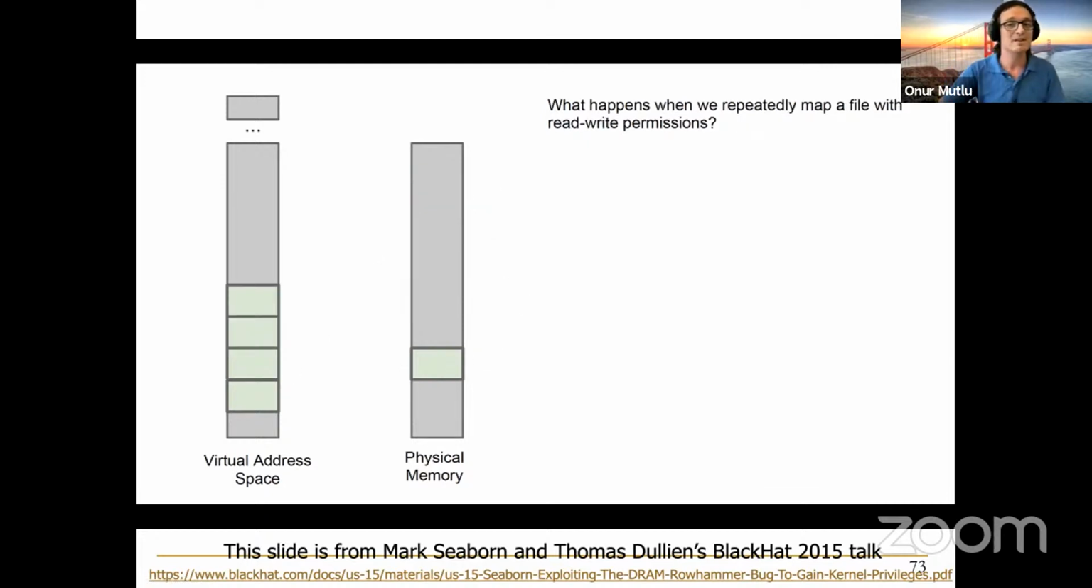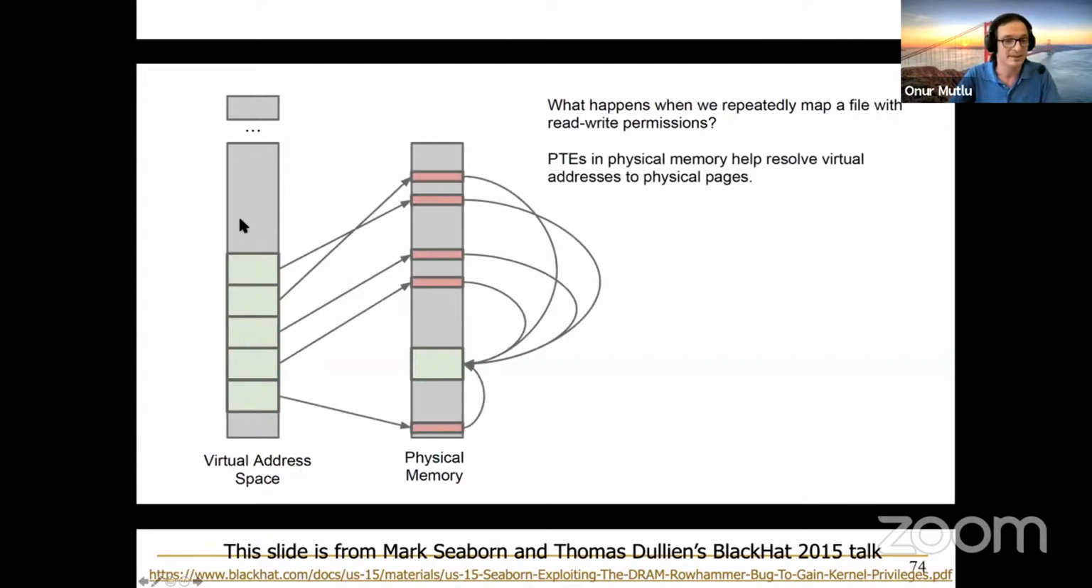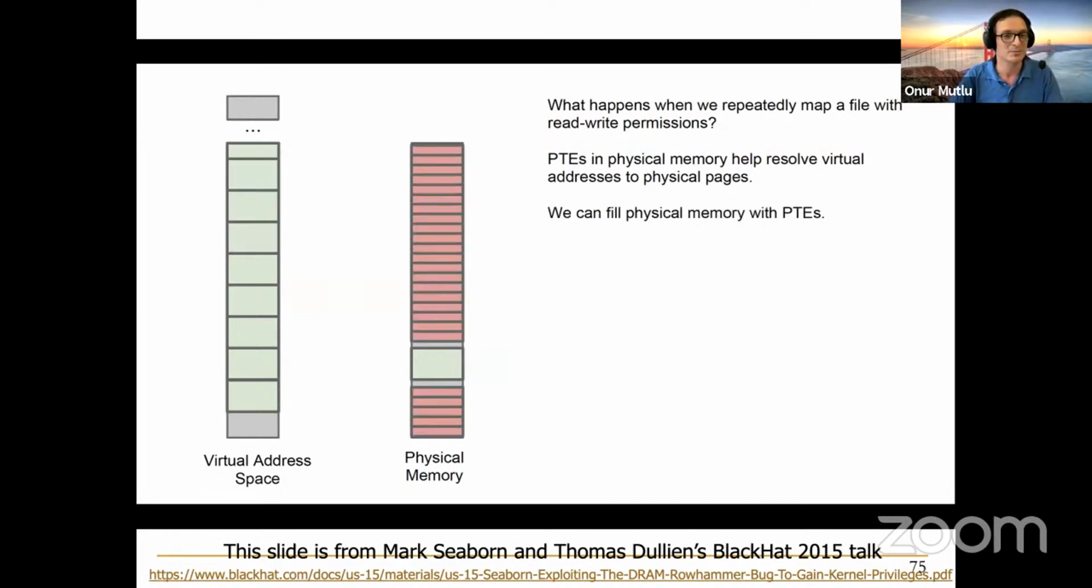What happens when you repeatedly map the same file with read-write permissions? In the virtual address space, you keep getting different virtual addresses, but they map to the same physical address. But page table entries are different for different virtual addresses. Now we're creating many, many page table entries that map different virtual pages to the same physical page, because it's the same file in the end. You're just opening it again and again, so that you're getting a different virtual address. Okay, this sounds beautiful.